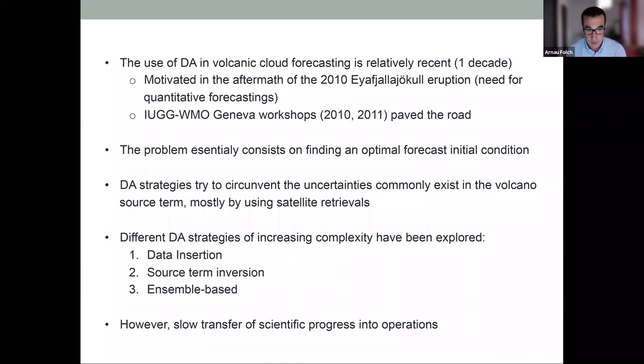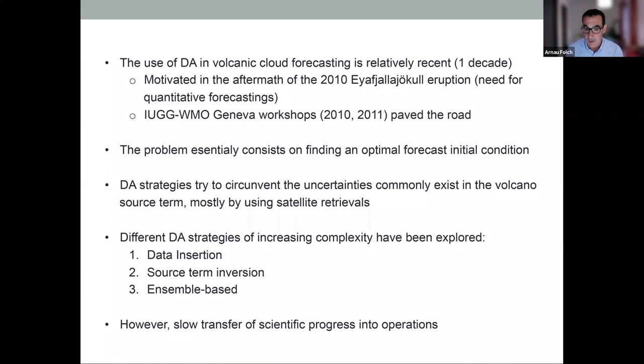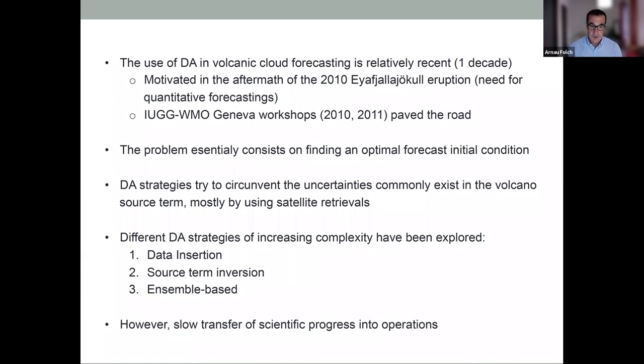Remember that the problem essentially consists of finding an optimal initial condition for the models and that we have a lot of uncertainties, in the source term, which have a clear, let's say, bad influence on the result of the forecast. And the different data assimilation strategies that have been tested mostly at the scientific level during this decade try to circumvent these uncertainties normally by using observation data from satellite detection and retrievals, okay? So different strategies have been proposed in many scientific studies and publications of increasing complexity, starting from the simplest one, which is data insertion, and moving then towards more sophisticated data assimilation strategies such as the inversion of the source term or the ensemble based.